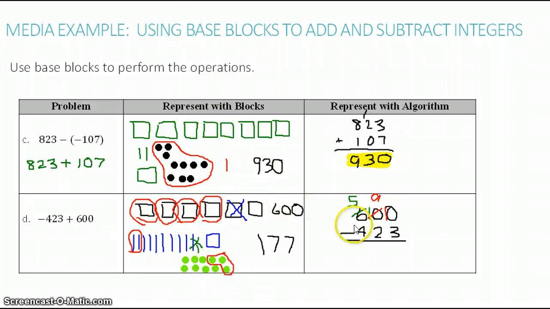Now we can subtract. 10 minus 3 is 7 units. 9 rods minus 2 rods, or 9 tens minus 2 tens, is 7 tens. And 5 minus 4 is 1. So we get our final result of 177. And I'm double checking that that answer is positive because 600 was bigger. So we will highlight our final answer, 177.